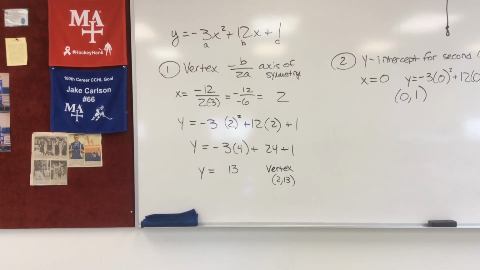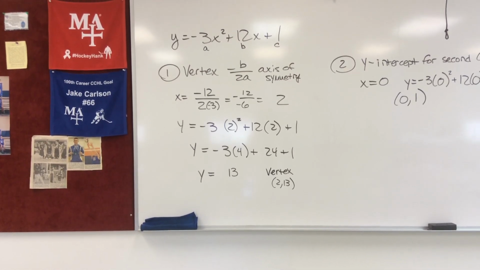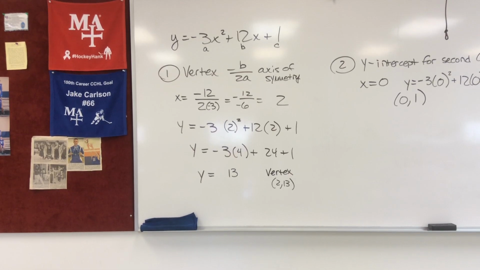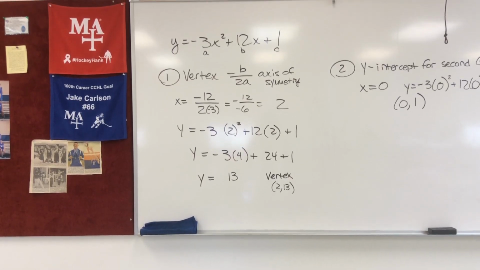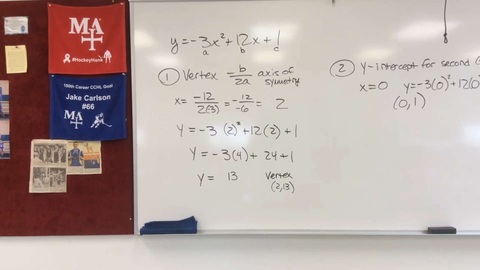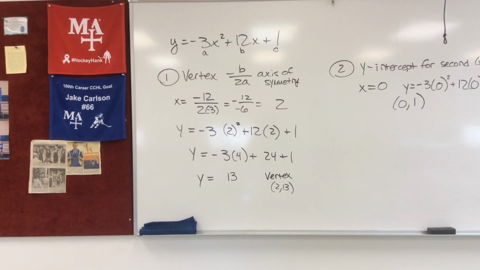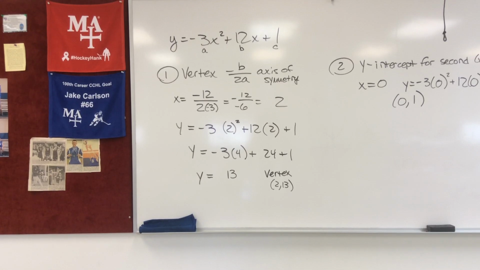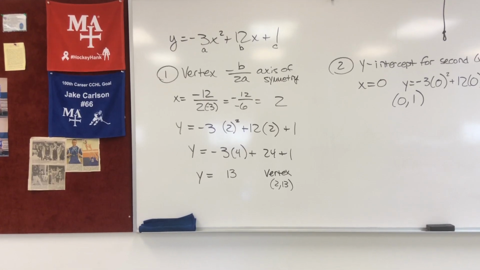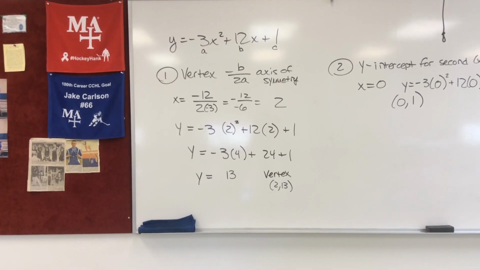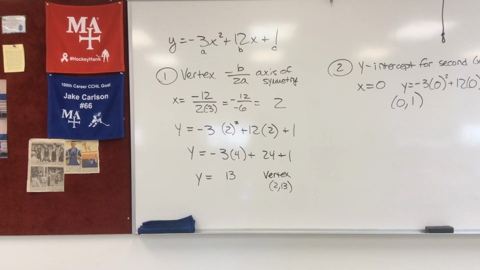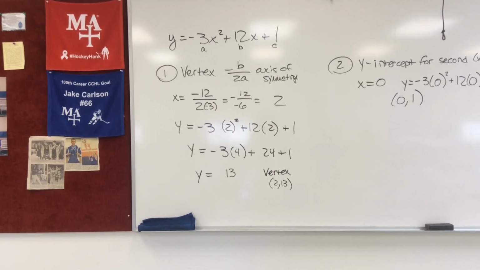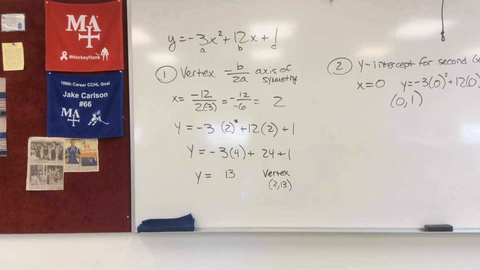If we have the x value for our vertex, we find the y value of our vertex by plugging in that x into our quadratic equation and calculating our y. So we plug in 2 for x, and we get that our y is 13. Okay? So our vertex for this quadratic equation is 2, 13.